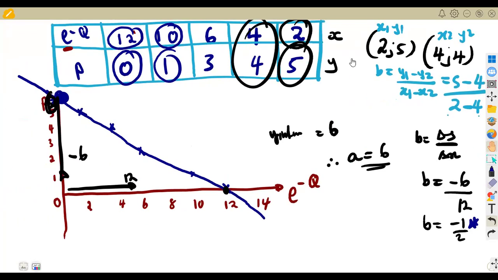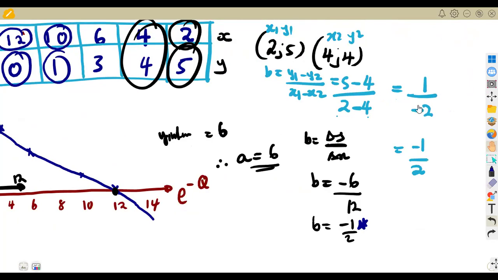But as you know that B is the gradient, you can have the gradient from the points. You can even use the points to determine your gradient. Just like that. So that is the idea of the question.